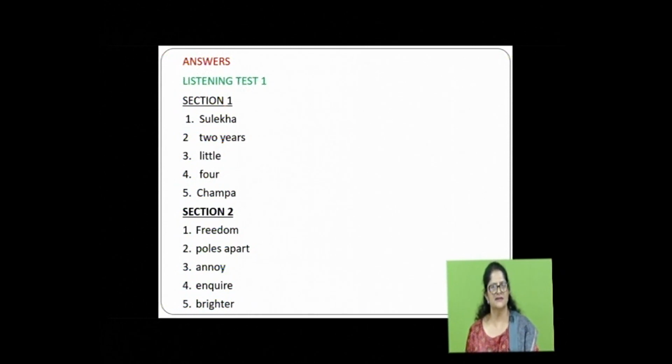Number 7 is poles apart. Number 8 is annoy. Number 9 is inquire. And the last answer was brighter. Hope you were able to answer. So give yourself marks out of 10. This was your first listening test.